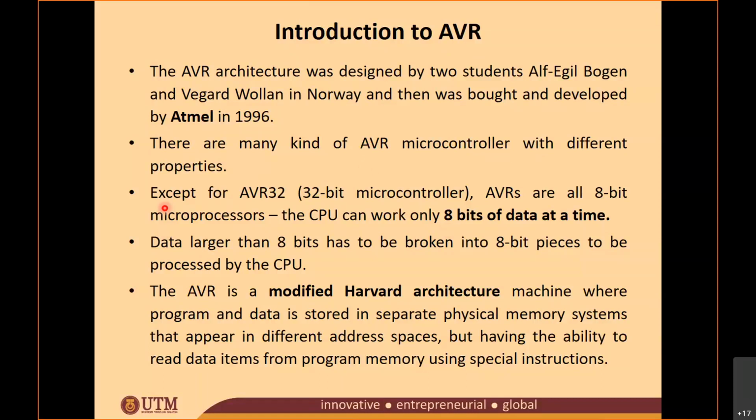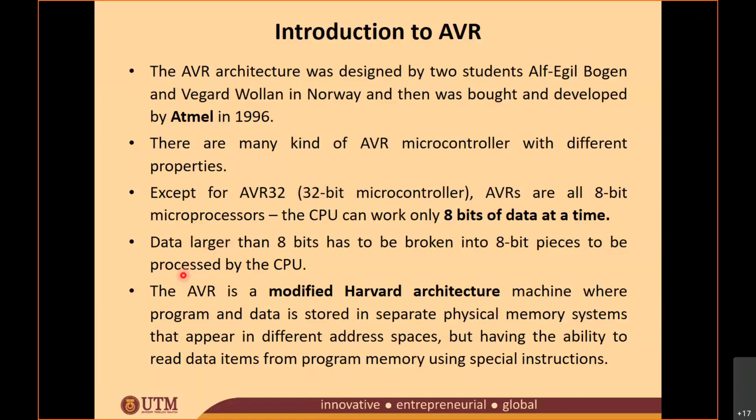Except for AVR32, which is a 32-bit microcontroller, AVRs are all 8-bit microprocessors. It means that you can send 8-bit data at one time, except for AVR32, which is a 32-bit microcontroller. So Atmega 32 actually is an 8-bit microprocessor.